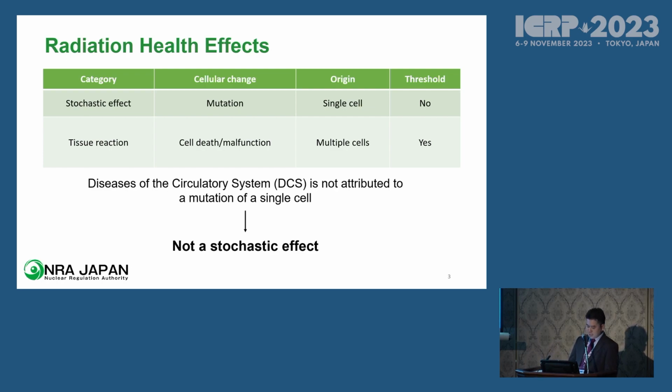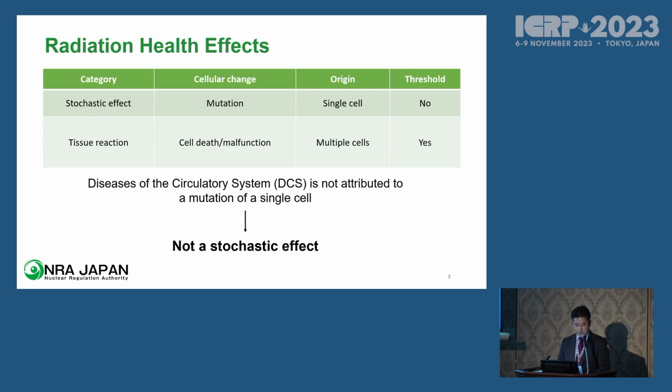As you can see in this table, for stochastic effects, causative cellular damage is mutation, and the effect is thought to be originated from a single cell, as far as ICRP is concerned, and it is assumed that there is no threshold. On the other hand, for tissue reactions, cellular change is cell death or malfunction of the cells, and the effect appears only when multiple cells are damaged, so there is a threshold dose.